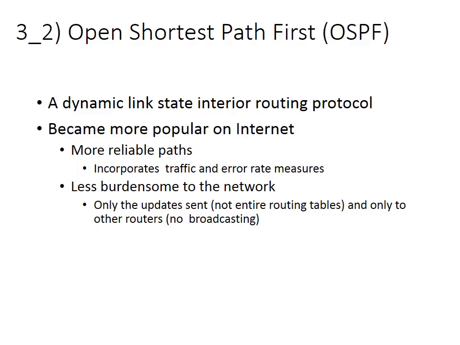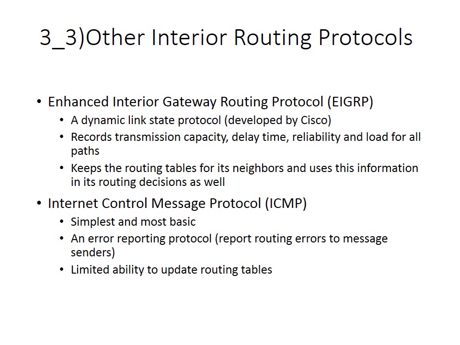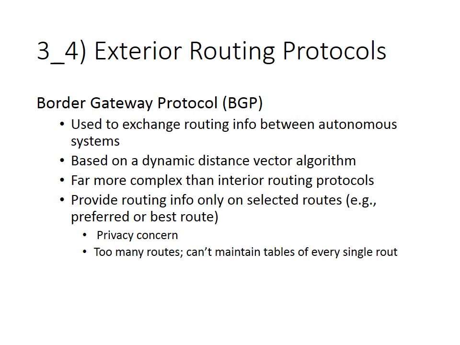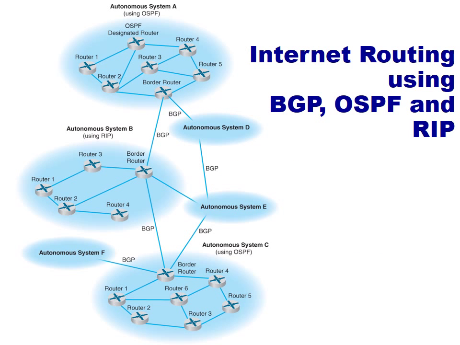There are other interior routing protocols. Enhanced Interior Gateway Routing Protocol, EIGRP, is a dynamic link state protocol developed by Cisco. It records transmission capacity, delay time, reliability, and load for all paths. It also keeps the routing tables for its neighbors and uses this information in its routing decisions as well. Internet Control Message Protocol, ICMP, is the simplest and most basic. It is an error reporting protocol that reports routing errors to message senders. It has limited ability to update routing tables.